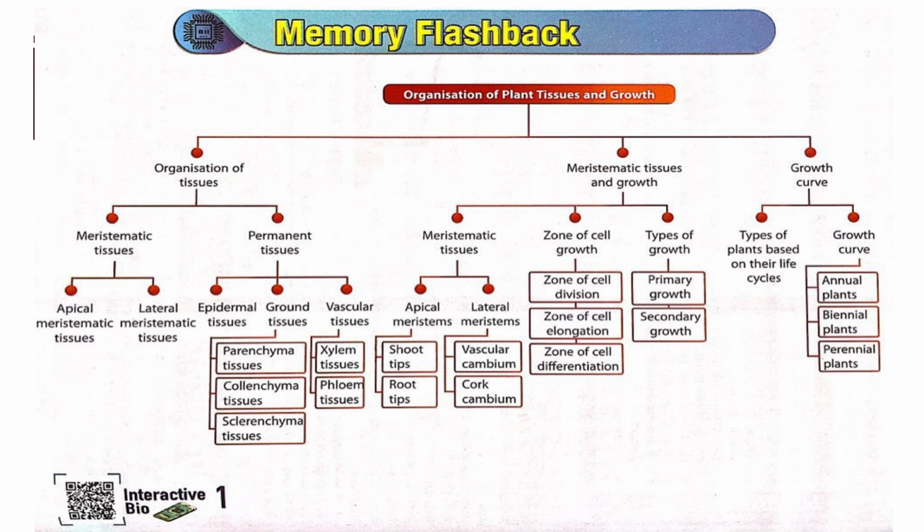Okay, so chapter 1 done. We have the organizations of tissues, meristematic tissues, permanent. Okay, and then we have meristematic tissues and growth, the zones of the cell growth, the types of growth, and the last part is on the growth curve with the types of plants. Okay, that's it for chapter 1.